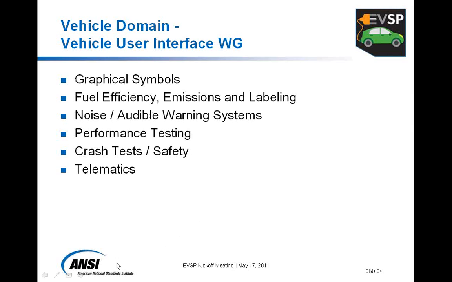We have the vehicle user interface group with, again, sort of consumer-facing type issues. So things like graphical symbols and dashboard icons, what information is provided relative to things like fuel efficiency, emissions, and labeling, noise and audible warning systems. Obviously, these vehicles are much quieter than conventional automobiles, and there are some safety issues around that. Performance testing that might take place, and obviously in terms of safety, crash testing and any particular aspects related to that. And then telematics, with GPS and, in terms of roadside assistance and emergency responders, you have the whole community working on those telecom issues that relate to providing assistance to the vehicle.